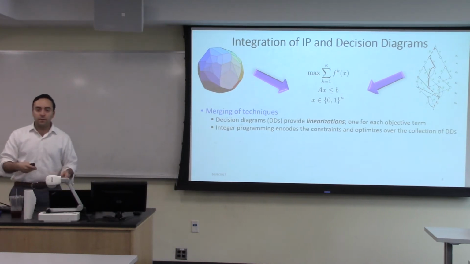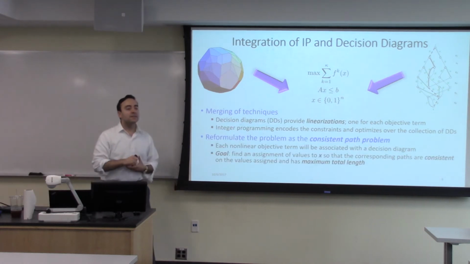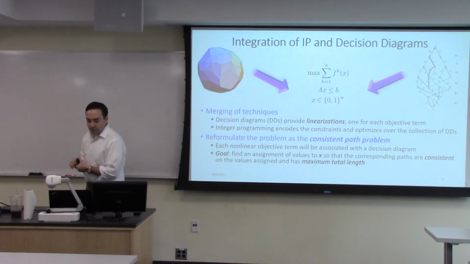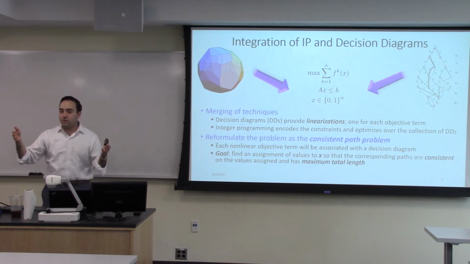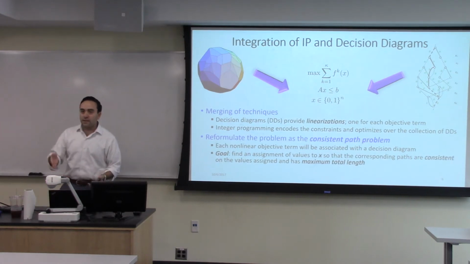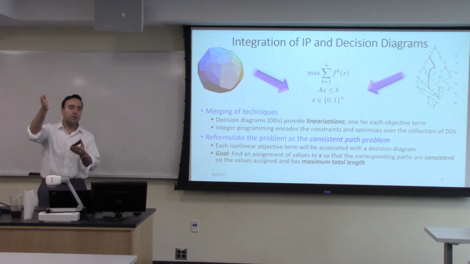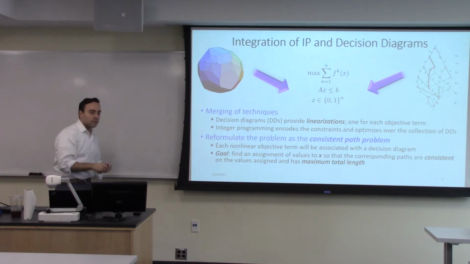We're going to have a set of linear constraints, and what we do is reformulate the problem as a consistent path problem. What are we going to have to do? As you'll see later on in the talk, you're going to have a series of these diagrams. What you're going to have to ensure is that the assignments in this diagram are consistent with the assignments in the other ones, and then you optimize your objective function.